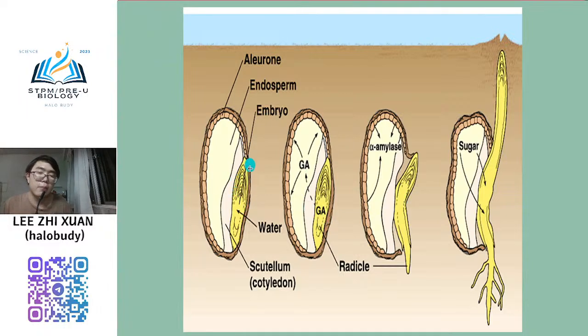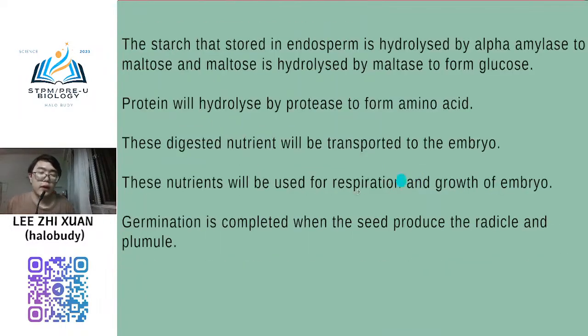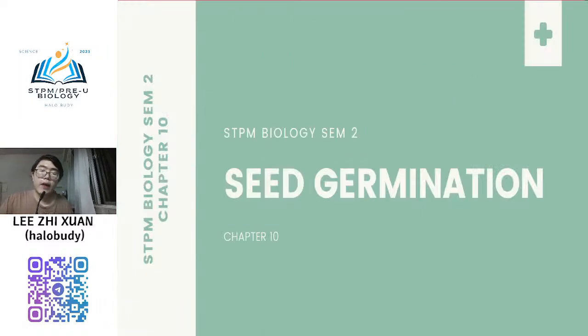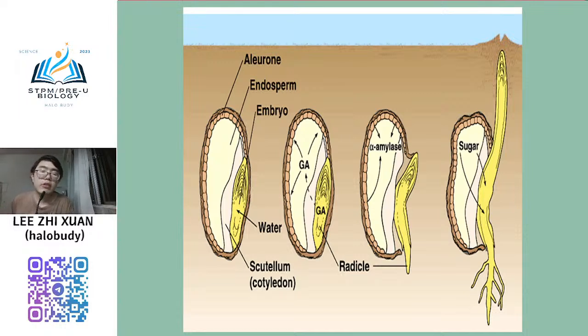So now the embryo is provided with nutrients, and the embryo is starting to grow. The germination is completed when the seed produces the radicle and also the plumule. This nutrient will be used for respiration and growth of the embryo. Because at the final step of embryonic development of the seed, the embryo will stop growing. It will form the seed and maintain there only.